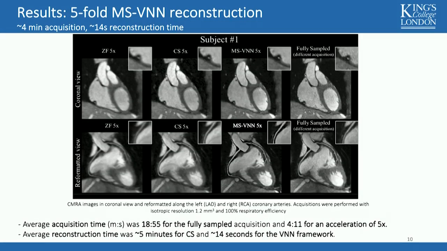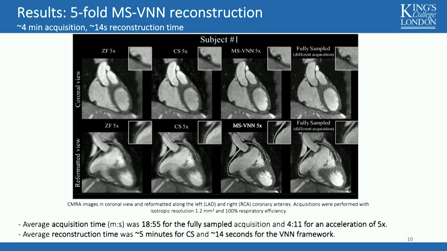Here I show results for a representative healthy subject for 5-fold acceleration: the zero-filled reconstruction on the left, the compressed sensing reconstruction, and the multiscale variational neural network, in comparison to a fully sampled acquisition, which is acquired in a consecutive but different scan. On the bottom, I show the reformatted images with respect to the left and right coronary arteries.